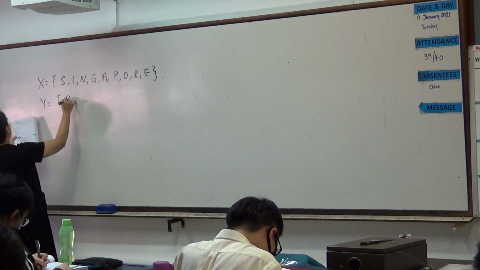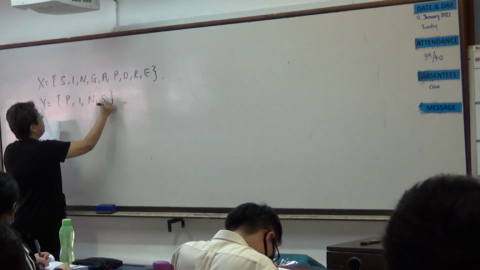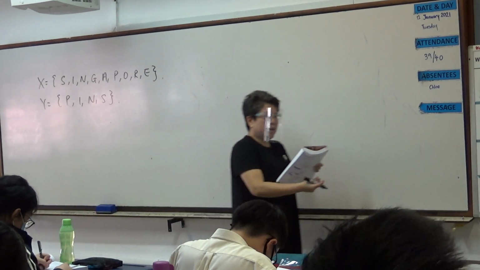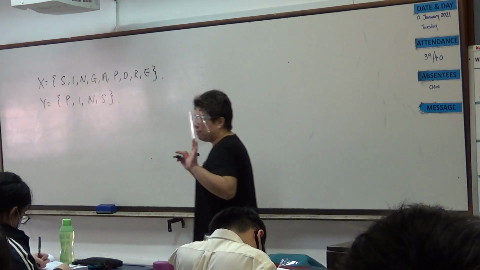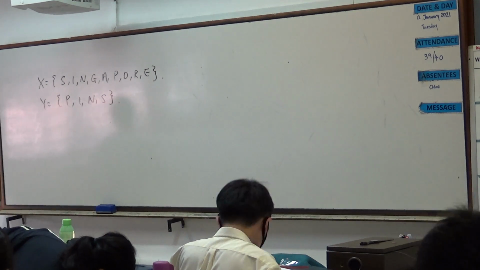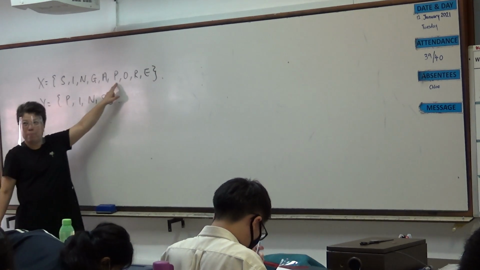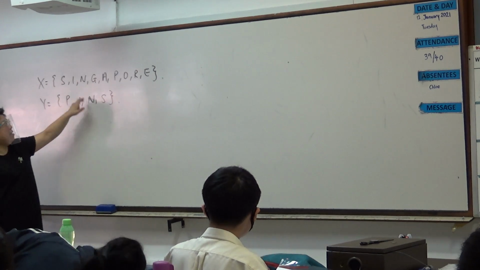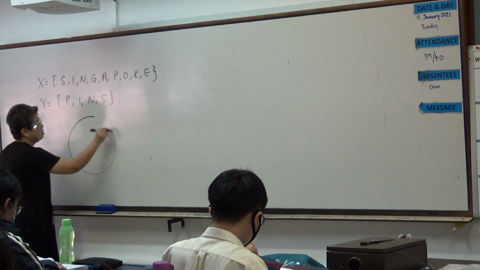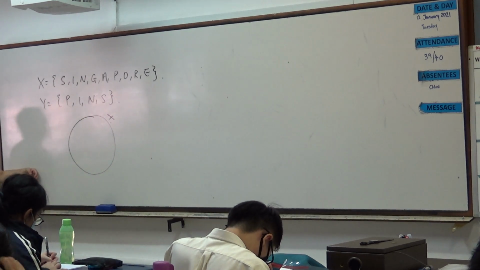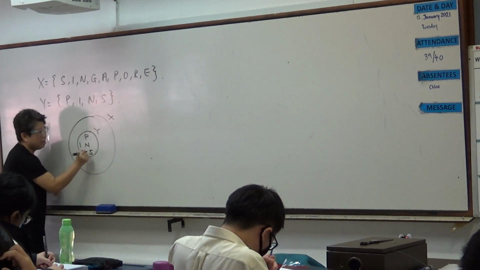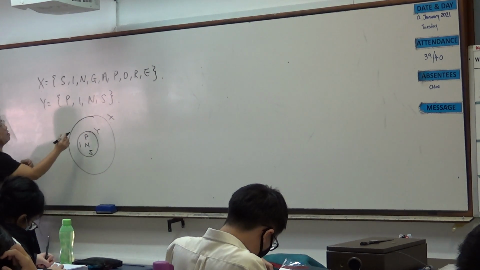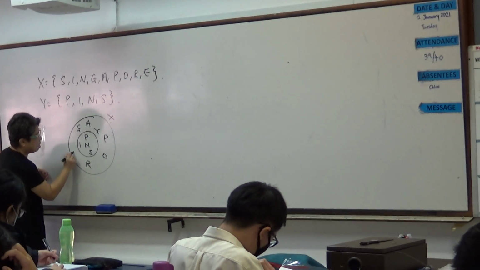What about Y? Hints. Draw a Venn diagram to represent the sets X and Y. You must look up. If it's a subset, you must draw inside. You cannot draw outside. Understand? Now, P, is it in? Yes. I, is it in? N, in, S, in. So I must have this. X is the bigger set, right? Y is the smaller set. Y has P, I, N, S. So what do I have here? G, A, P, O, R, E. Correct now?